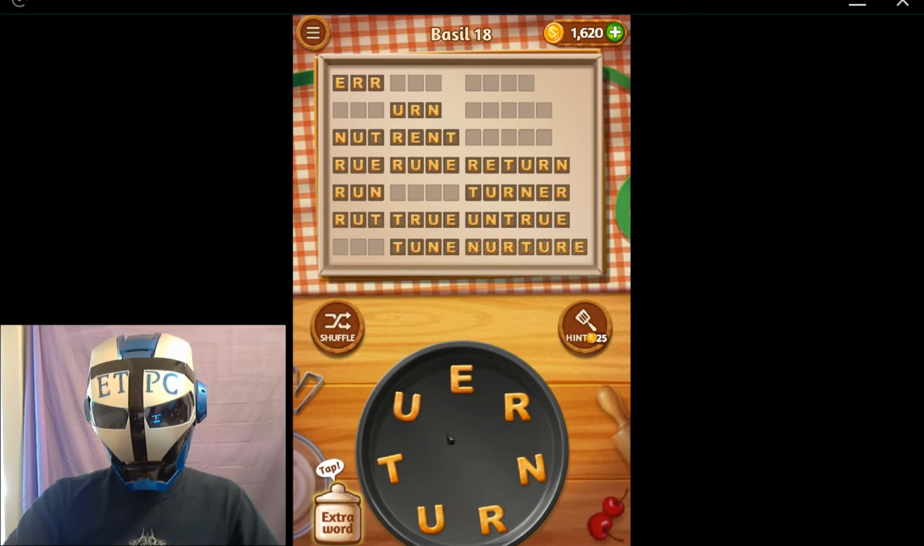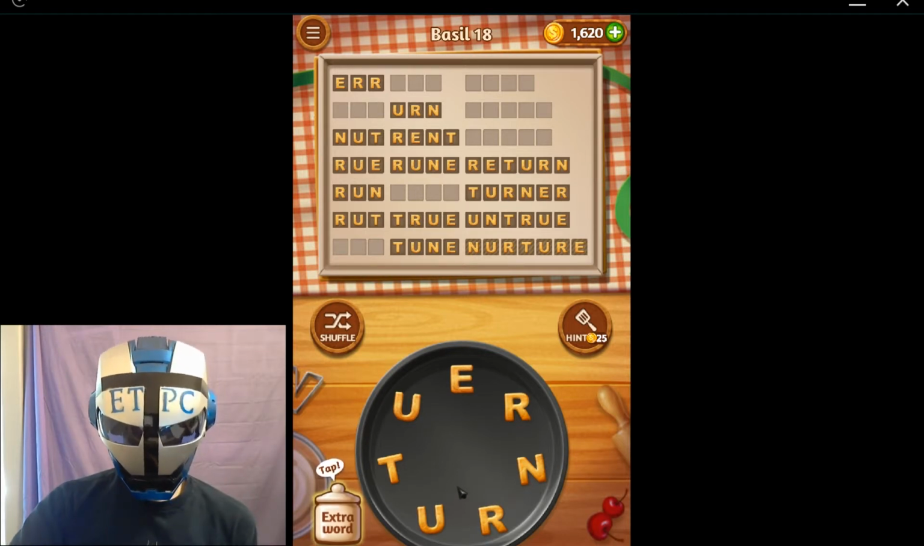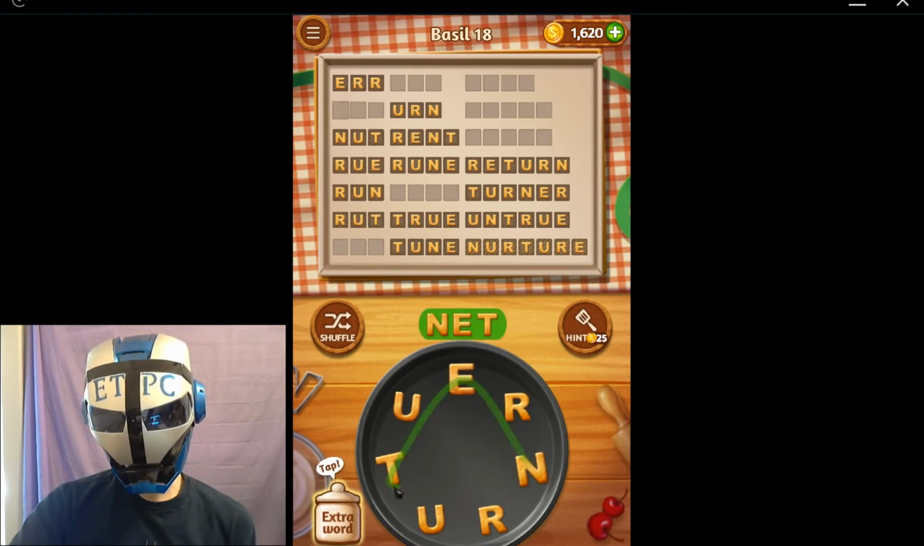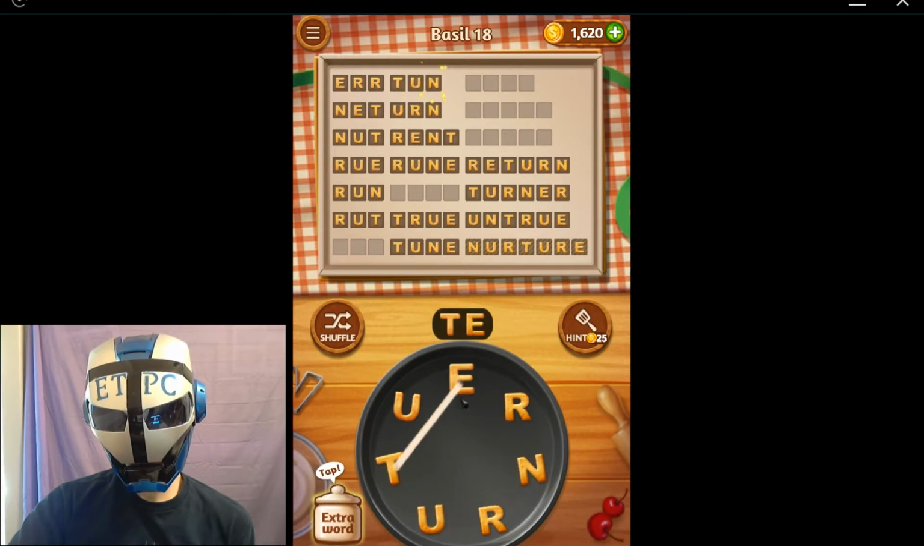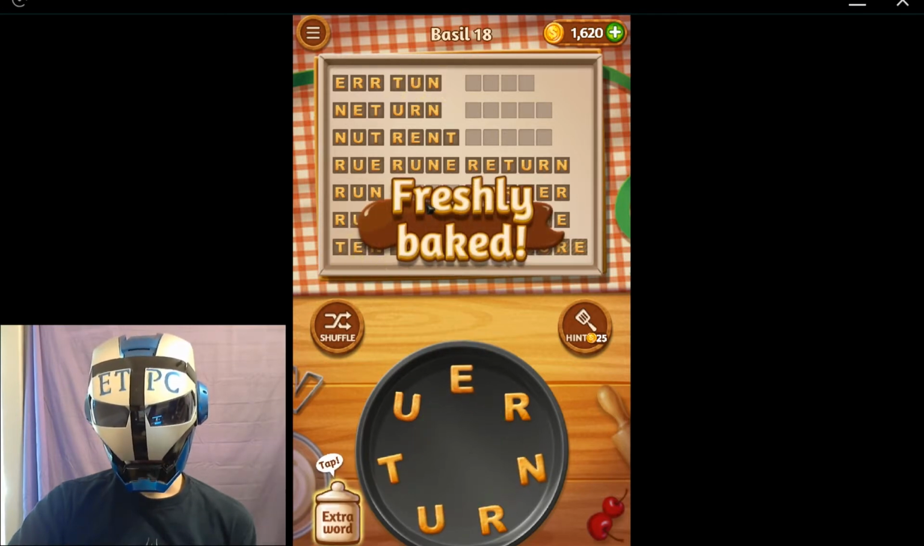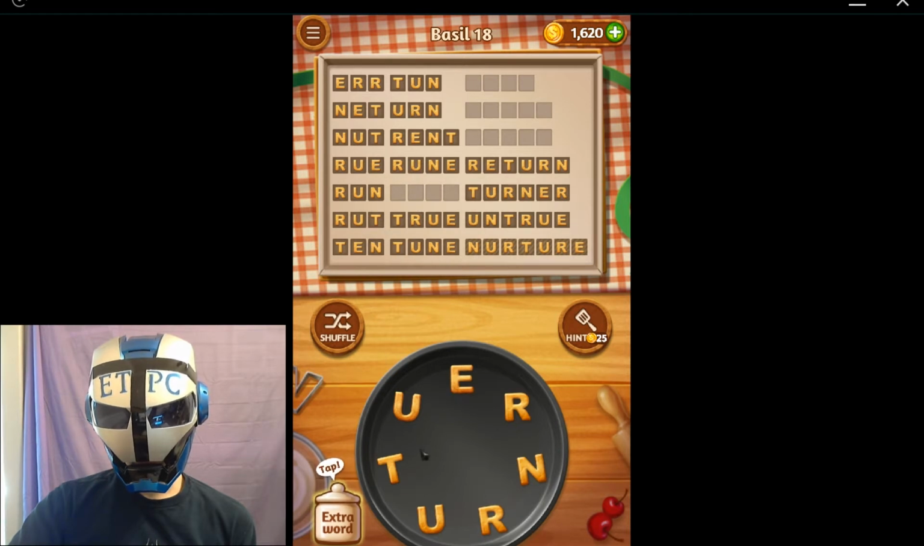Okay, between air and nut is earn. Earn. You are. Air. How about net? Duh. Okay, after rut, ten, of course. Ton and ten. After room, root.